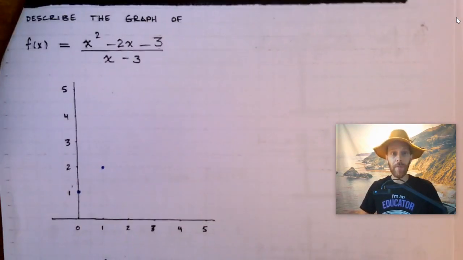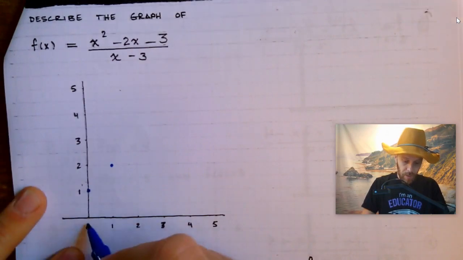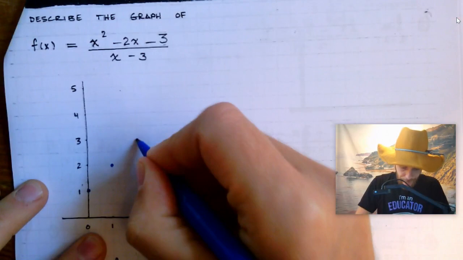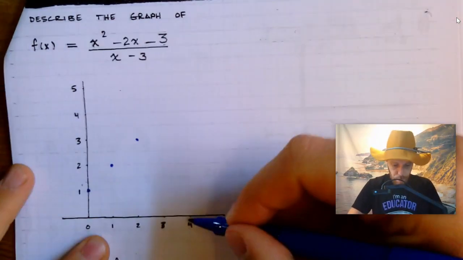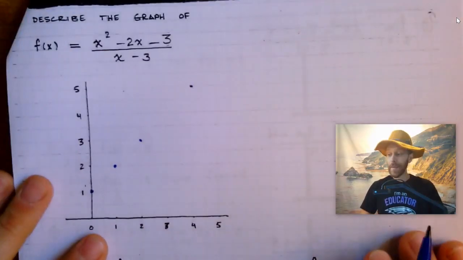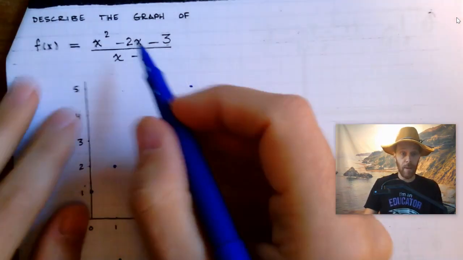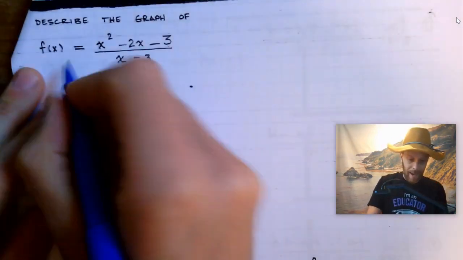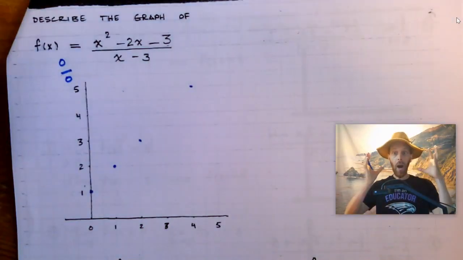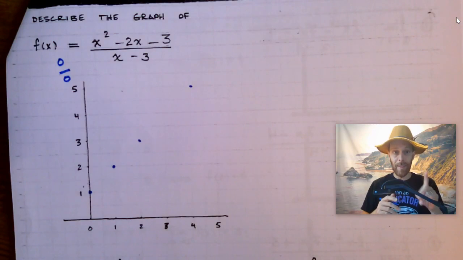A good way to tell what the graph of the function looks like is to plug in some points. So when I plugged in 0, I got 1. When I plugged in 1, I got 2. And when I plugged in 2, I got 3. When I plugged in 4, I got 5. But when I plugged in 3, something weird happened. When I plugged 3 into this thing, I got 0 divided by 0. Uh-oh! It's an indeterminate form. Now let me show you why that happened.